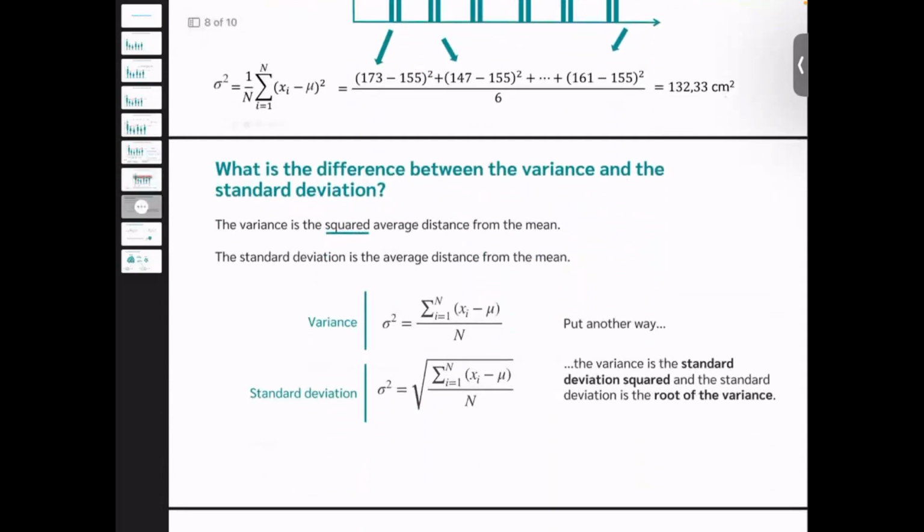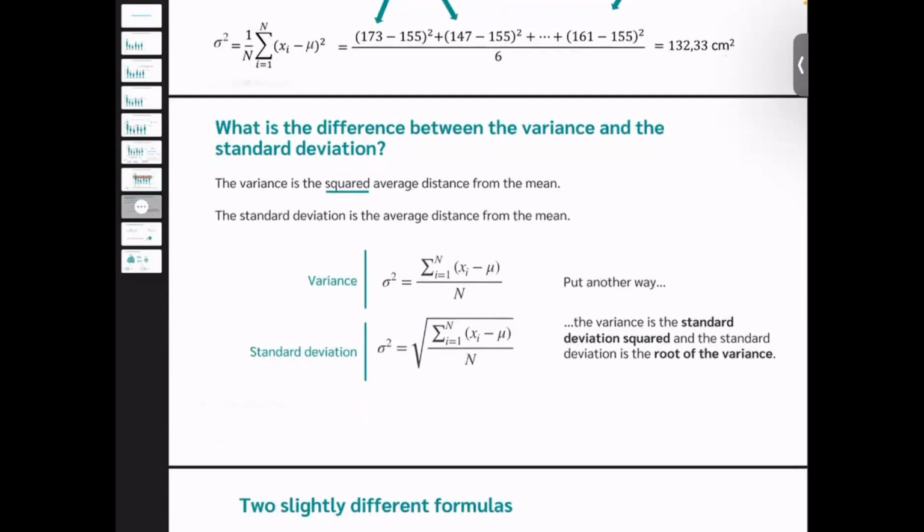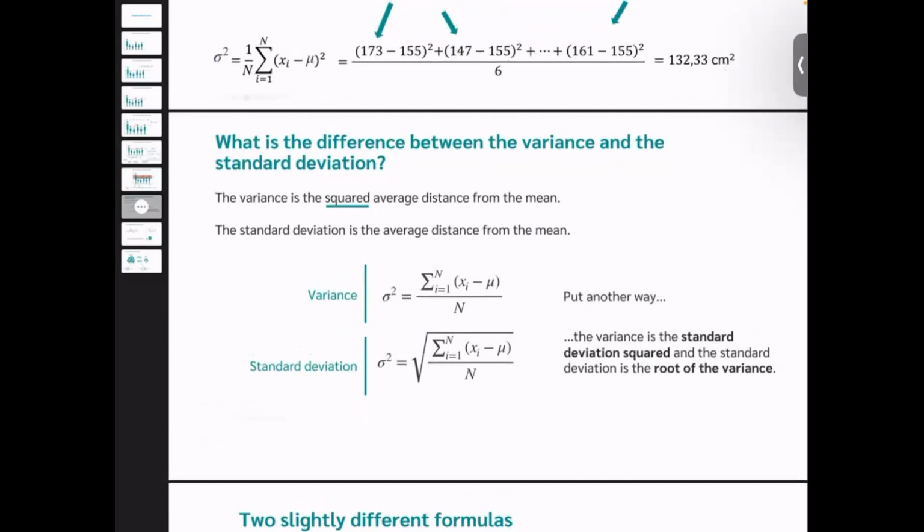But I don't want that number. That is too big. I have no clue when I look at it. What I'm going to do, I'm going to take the square root. So if I take the square root of the variance, now they call that the standard deviation. Right? So here when I take the square root, it's called standard deviation. Put another way, the variance is the standard deviation squared, and the standard deviation is the root of the variance. We'll talk about this in a slide.